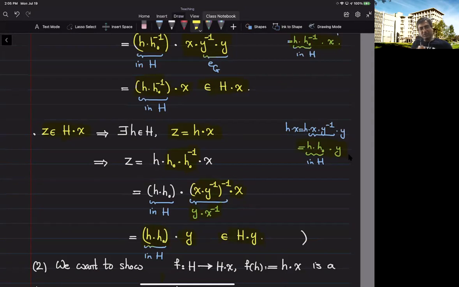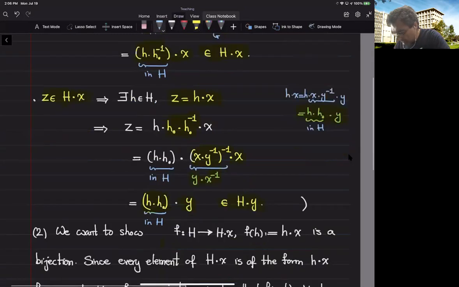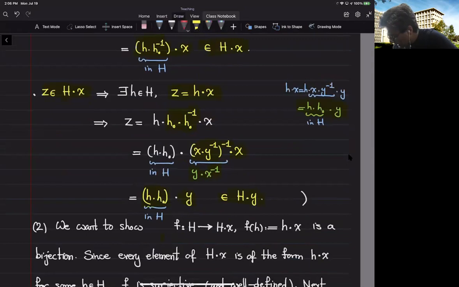Everything inside H dot x is inside H dot y. Everything inside H dot y is inside H dot x. Therefore, they are equal. And that's an alternative proof for this important result that H dot x is equal to H dot y if and only if x dot y inverse belongs to H.